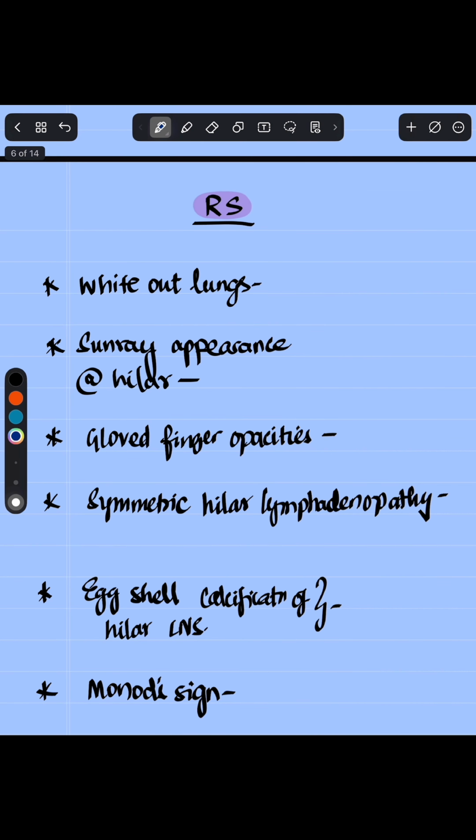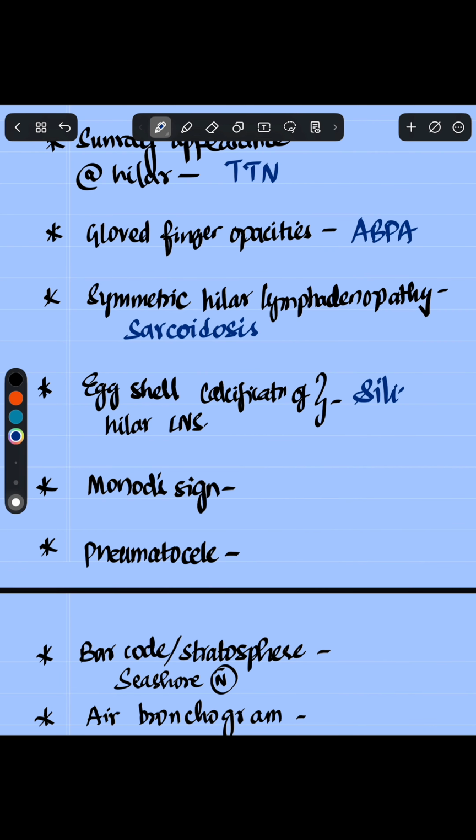Coming to RS, if you see a white-out lungs in chest X-ray, it is hyaline membrane disease. If you see sunburst appearance in the hilar region, it is transient tachypnea of newborn. If you see gloved finger opacities, it denotes allergic bronchopulmonary aspergillosis. If you can see symmetric hilar lymphadenopathy, then it's sarcoidosis. Eggshell calcifications in the hilar lymph nodes, it is silicosis. Monod sign denotes aspergilloma. If you can see pneumatocele, it is Staphylococcus pneumoniae.